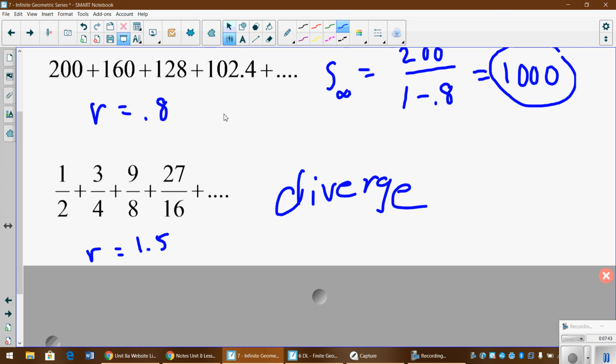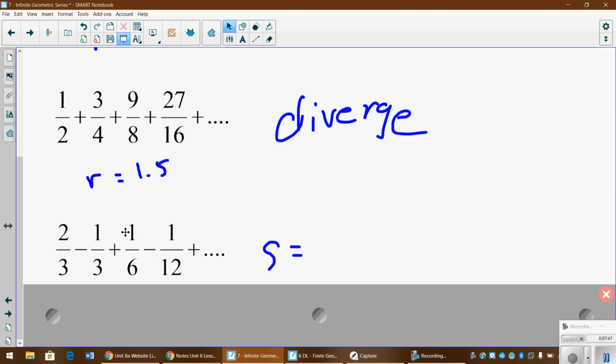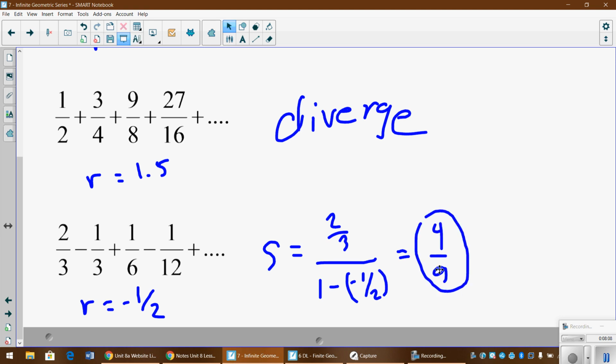Next problem we'll try. In this case, 2/3 to 1/3 to 1/6 to 1/12. But notice that these numbers are alternating positive and negative. Ultimately, our r is -1/2. That's a value that is greater than -1, less than 1. So if we did the calculation on this one, we would see you'd have 2/3 over 1 minus -1/2. 1 minus -1/2 is 1 plus 1/2. If you do the math on that, that's 4/9. Okay, try that out.